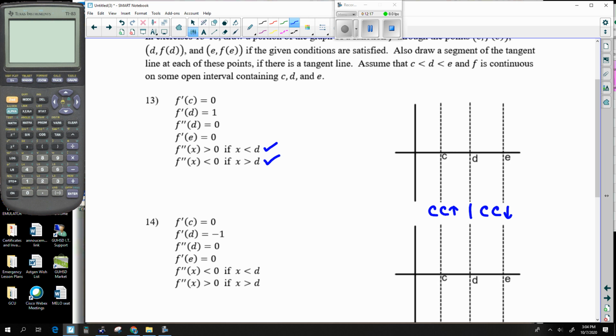All right, see if they give us any derivatives that they want us to follow. And so at line D, there is a slope of 1, a tangent line of 1. So I'll just approximately draw that in. And what do you know? They also give me a second derivative of 0, so that is also most likely an inflection.